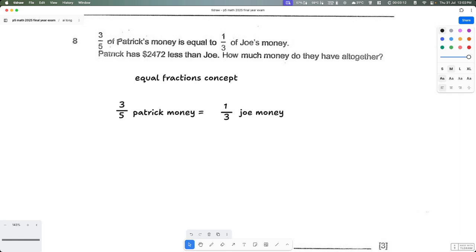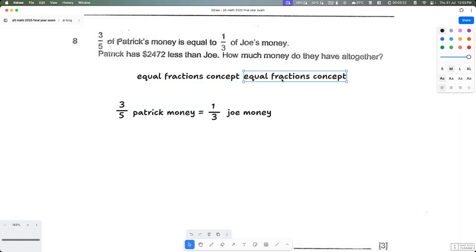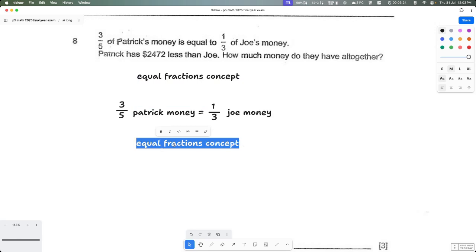So how do we then do this equal fractions concept? Basically, in this case, what we need to do is make the numerators the same.